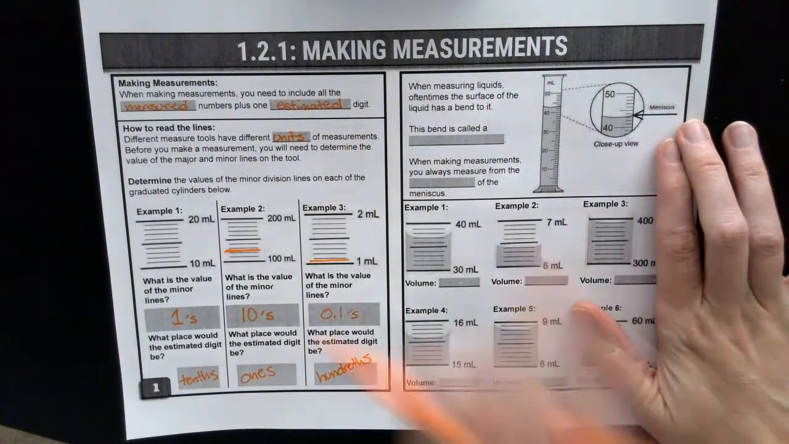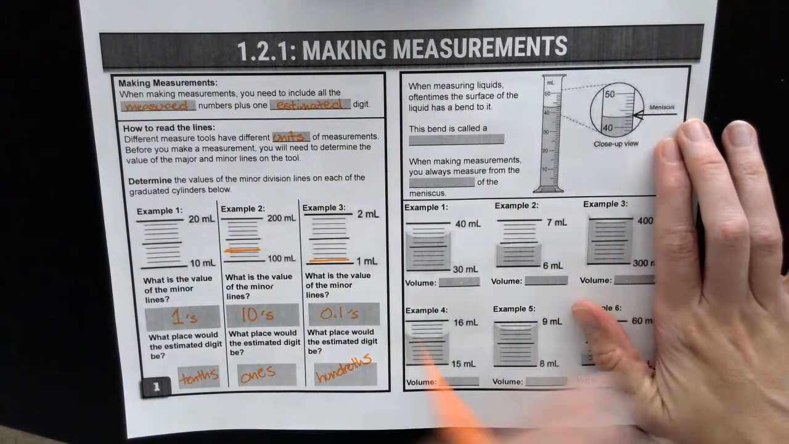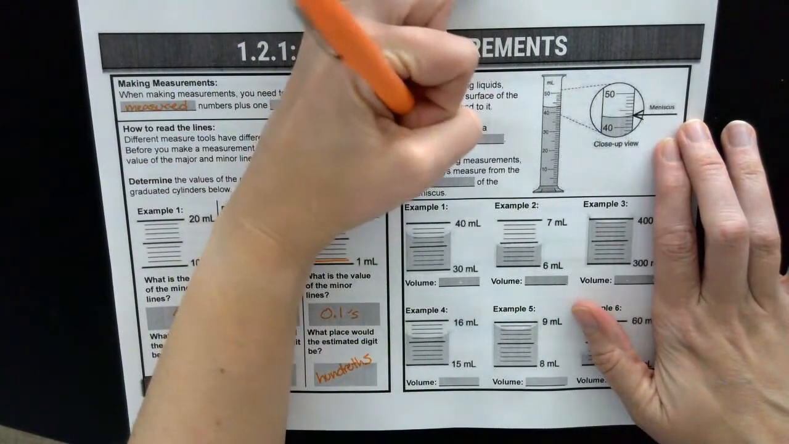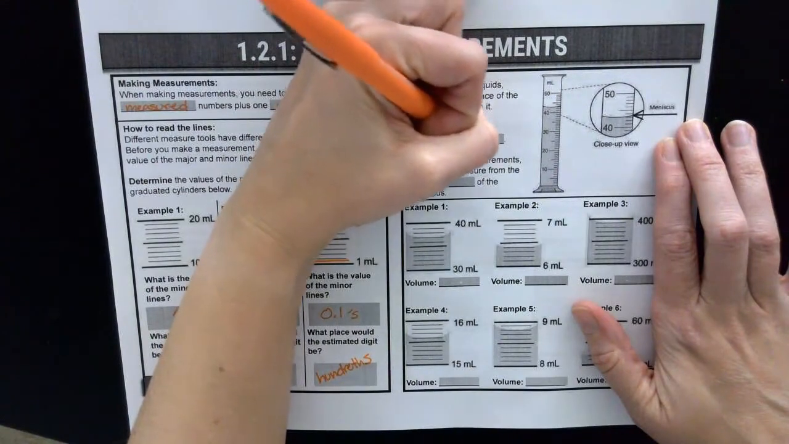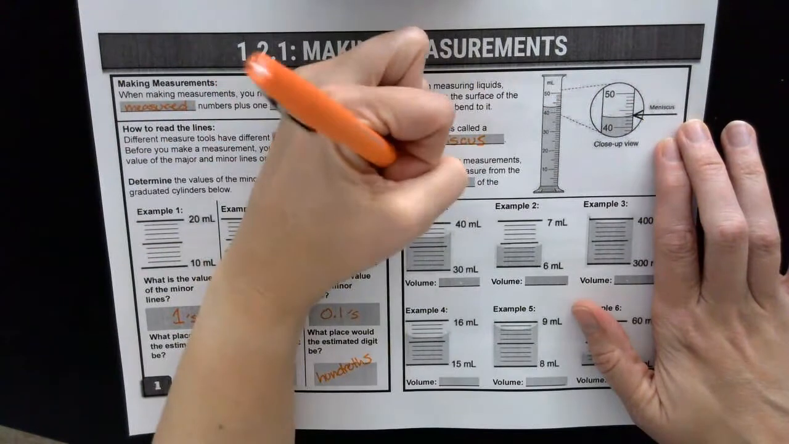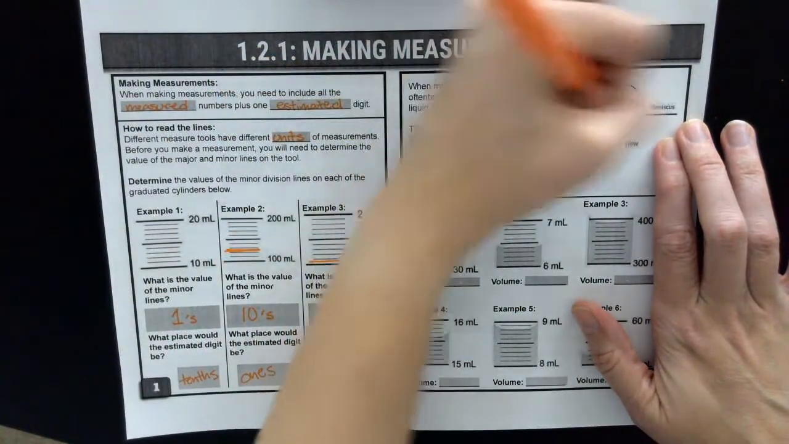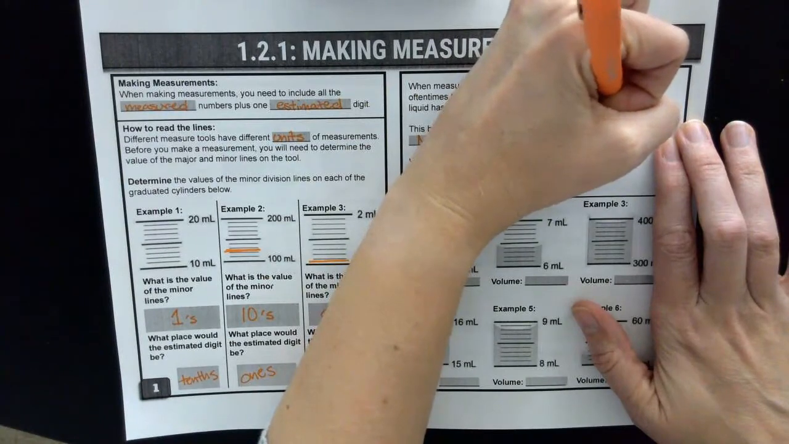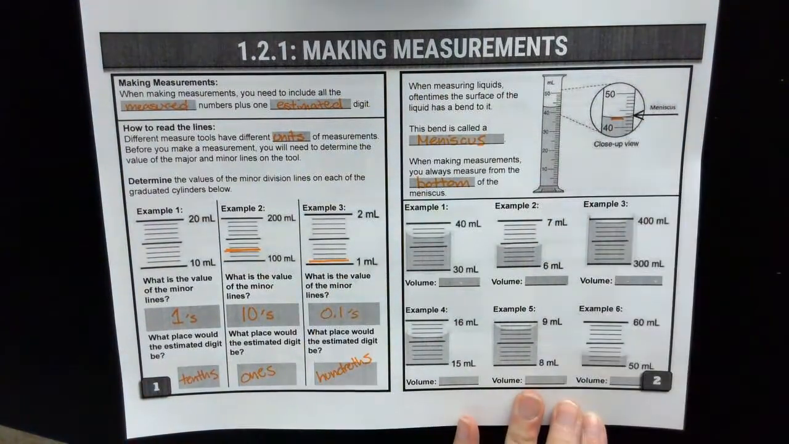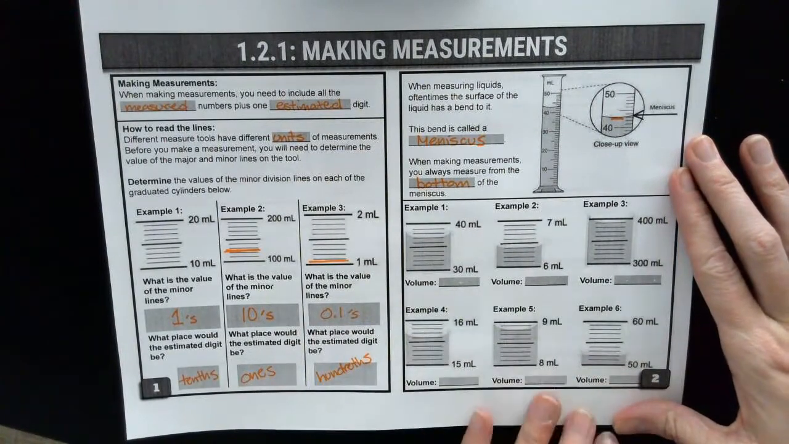So when we're measuring liquids, we're going to be looking at this little bend here, and that's called a meniscus. Okay, and we always measure from the bottom. So we see this little dip here, and we're always going to be measuring at the bottom of the dip. Okay, so we're going to go through and we're going to do these example problems. I'm going to do the first three.